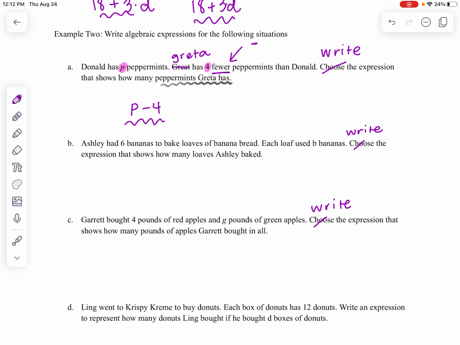Sometimes if I really can't think of the algebraic expression, I like to think, okay, what if Donald had this many peppermints? How would I go about figuring that out without using algebra? And that helps me a lot of the time to put the algebra together.